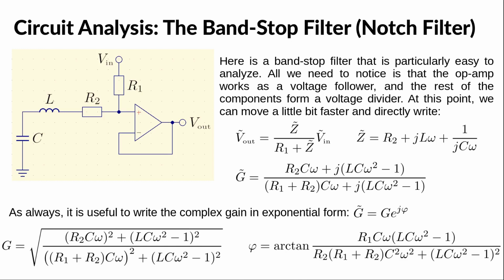So all we have to do is to realize that the other components form a voltage divider. More precisely, we consider the voltage divider formed by the R1 resistor and the R2 LC series impedance Z. The gain of this divider is Z over R1 plus Z, and the exponential form of it is given at the bottom. Once again, you shouldn't have any problem arriving at these expressions, but you can always review our chapter on complex numbers and impedances if needed.